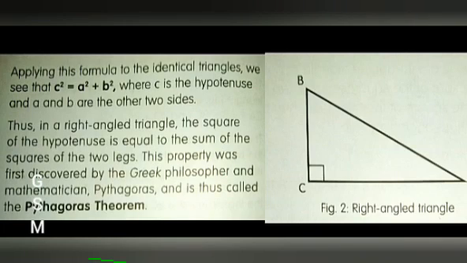Applying this formula to the identical triangles, we see that C squared equals A squared plus B squared, where C is the hypotenuse and A and B are the other two sides. Thus, in a right angle triangle, the square of the hypotenuse is equal to the sum of the squares of the two legs. This property was first discovered by the Greek philosopher and mathematician Pythagoras and is thus called the Pythagoras theorem.